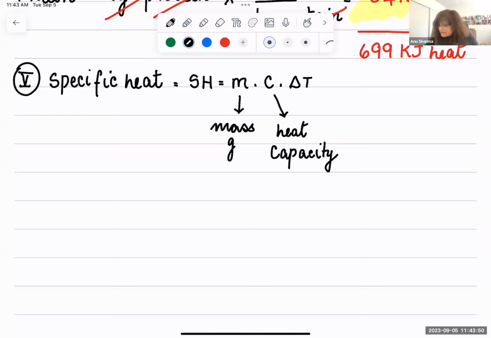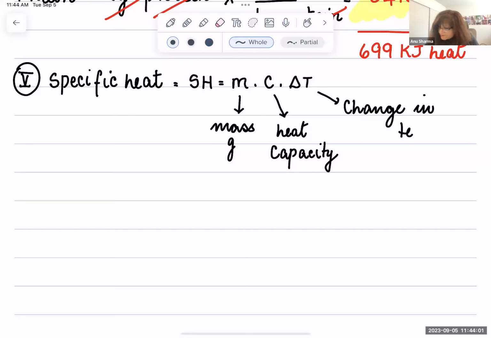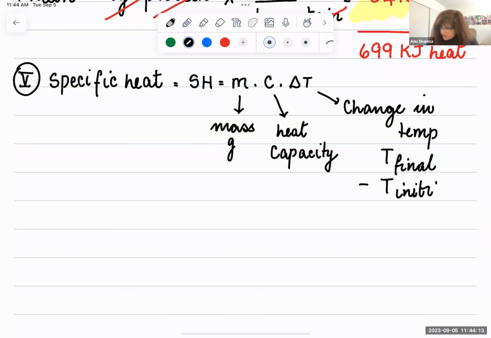So the heat capacity is C. And delta T is the change in temperature before and after. Delta T is T final temperature minus T initial temperature. So whatever the initial temperature and the final temperature was, that difference is called the delta T value. And this is generally in degrees Celsius. Okay, so that's how we do it.